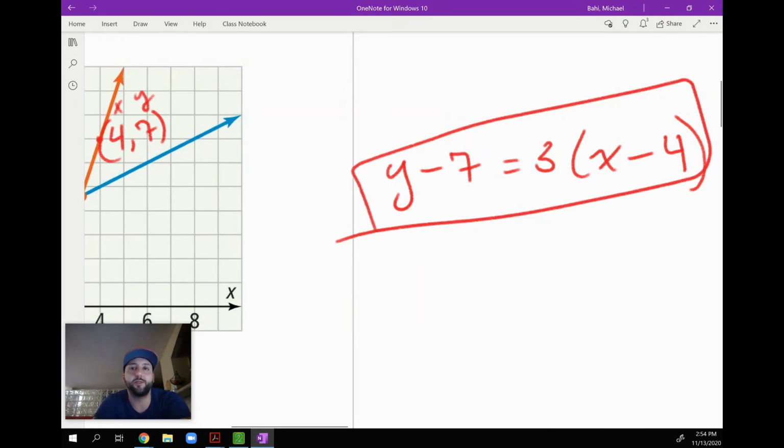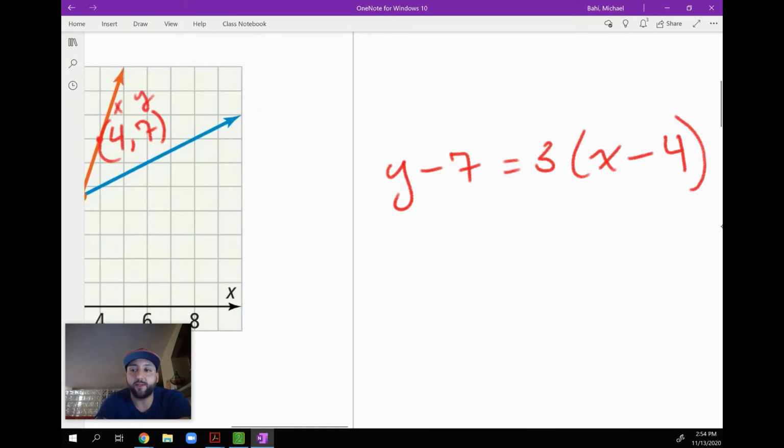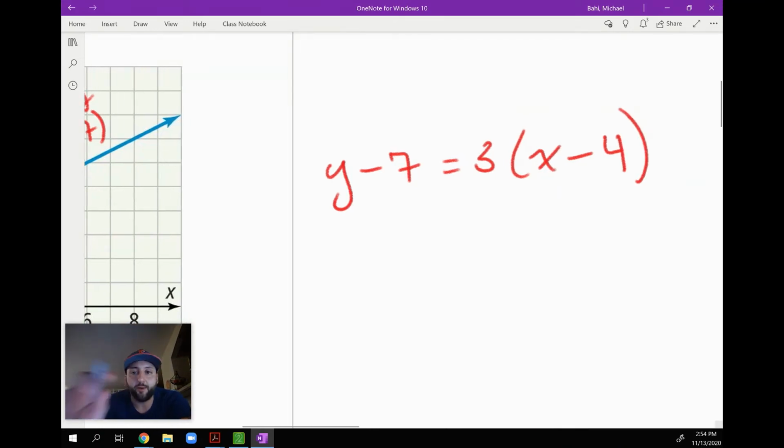That's so much easier. And check this out. Even if you want to write this in slope-intercept form, if you were taking a quiz or a test that asked you to write your answer in slope-intercept form, you go, oh no, but I love point-slope form. It's so much easier.